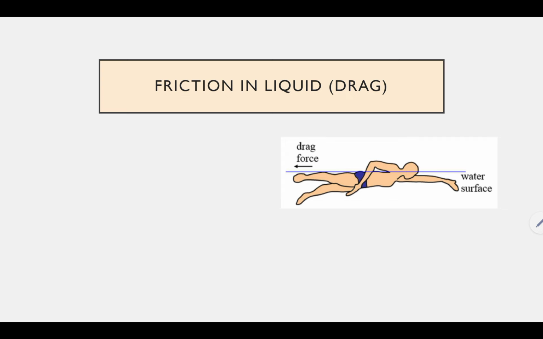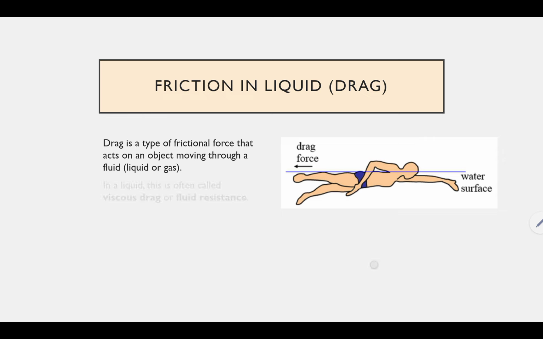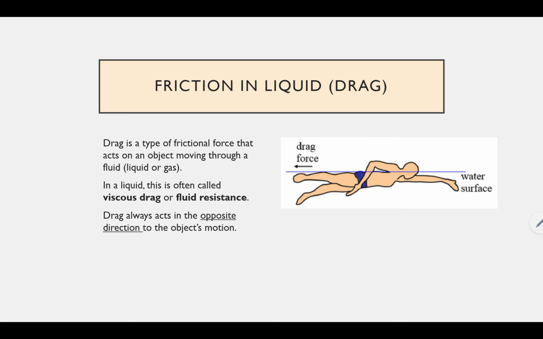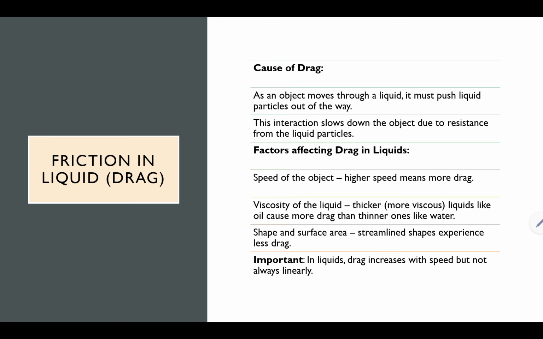Next, we want to talk about friction in liquids. Now, bear in mind that both liquid and gas, their friction is known as drag. Of course, sometimes it's known as air resistance or water resistance, but the more general term is drag. So, drag is a type of frictional force that acts on an object moving through a fluid. And when we say fluid, we always mean liquid or gas. It doesn't only mean liquid. And here in a liquid, this is called viscous drag or fluid resistance. Why viscous? You'll know in a second.